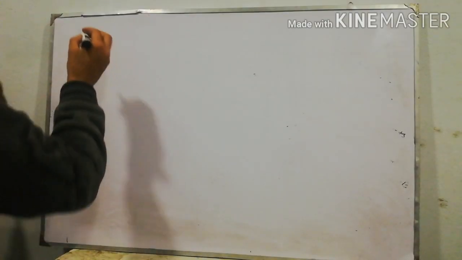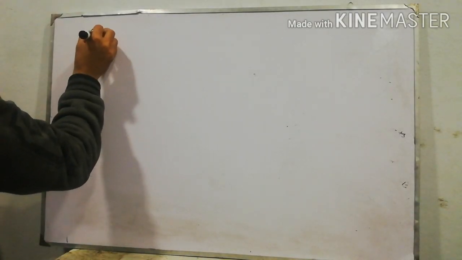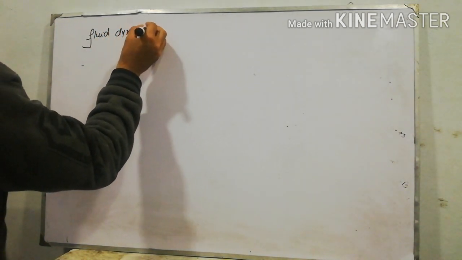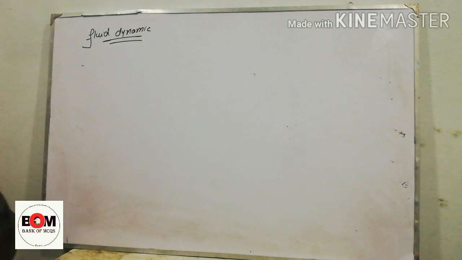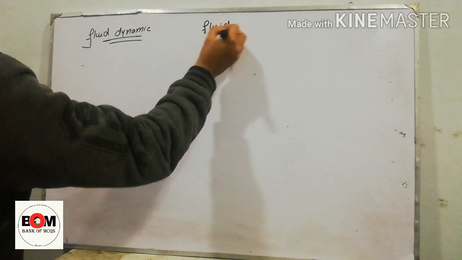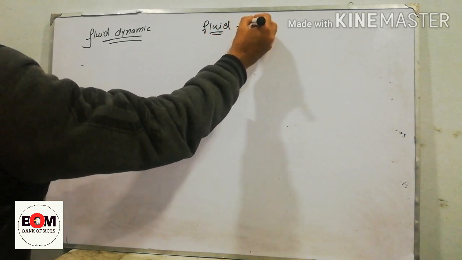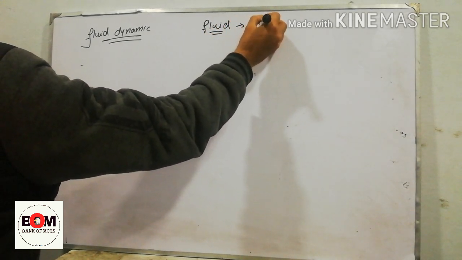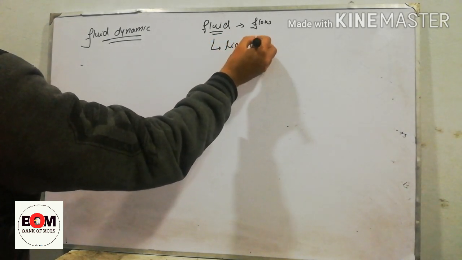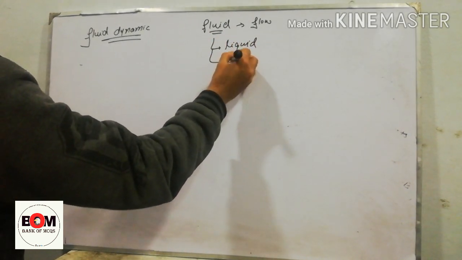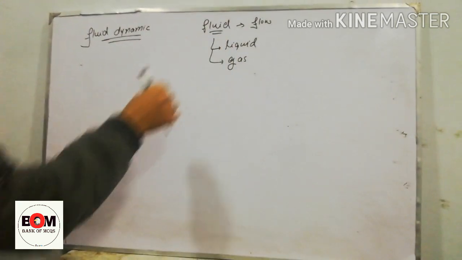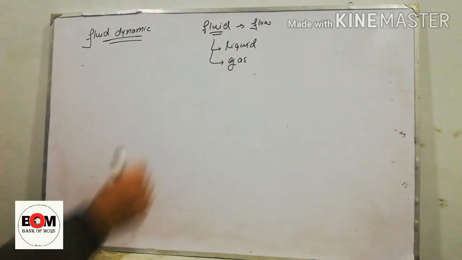Today we will discuss the fluid dynamics chapter. But first of all, we will start from fluid. What is fluid? Fluid is basically everything that flows, like liquid and like gas. Both liquid and gases are fluids because they flow.